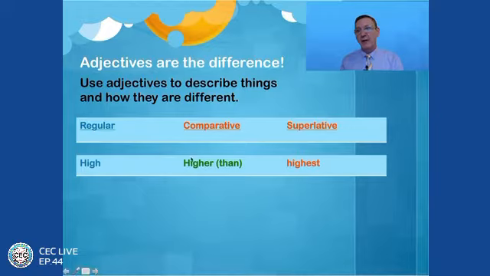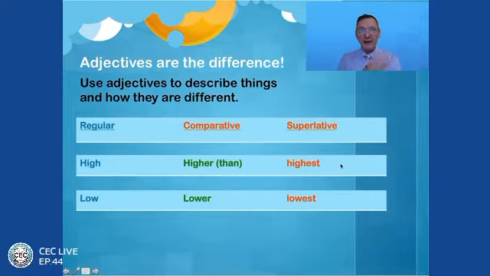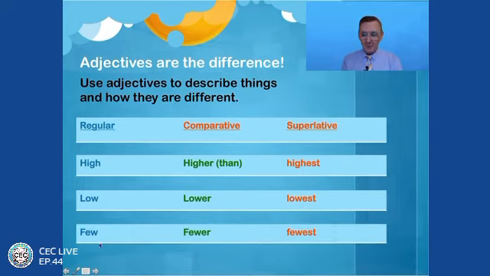Let's look at this example. High, higher, highest. Higher than, don't forget the than. And the super adjective, highest. We talked about this last week and a couple of weeks before that in one of our other IELTS tips about how to use super adjectives. Let's look at the other examples. Low, lower, lowest, few, fewer, fewest.